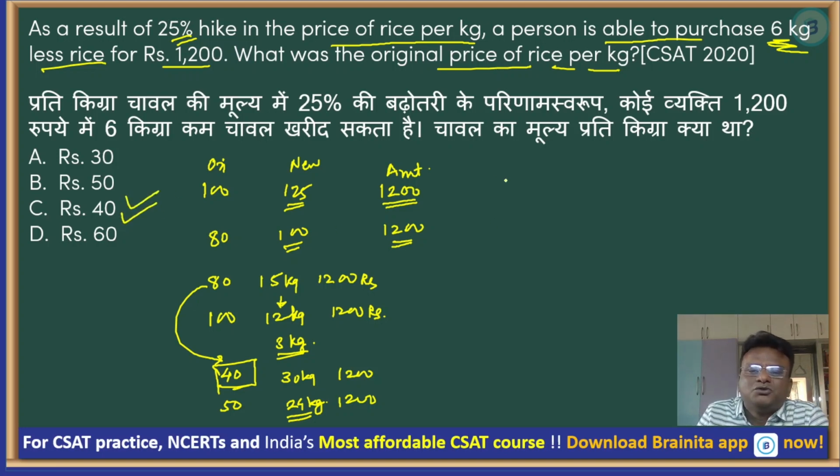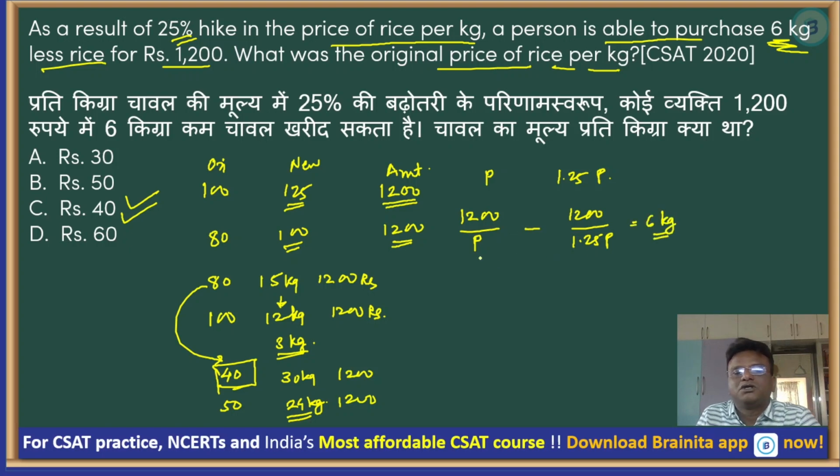Another thing is you can do it by algebra. You can take the original price as P and the increased price as 1.25 P. So in 1200 rupees you will buy 1200 by P, and here you will buy 1200 by 1.25 P, and this difference is basically 6. Then you can solve this for P and you will get the answer. I was wanting to avoid this algebra part, but if you are comfortable with algebra, you can solve this by algebra. So let us go to the next one.